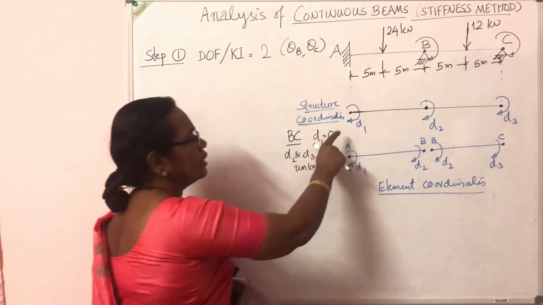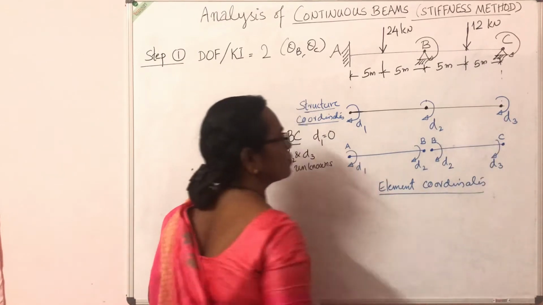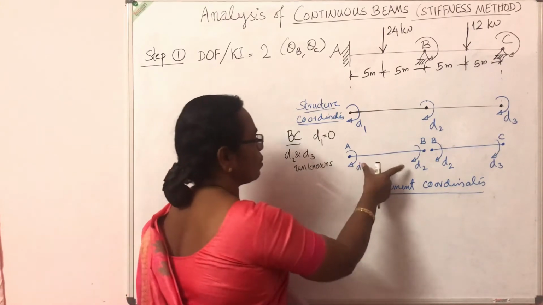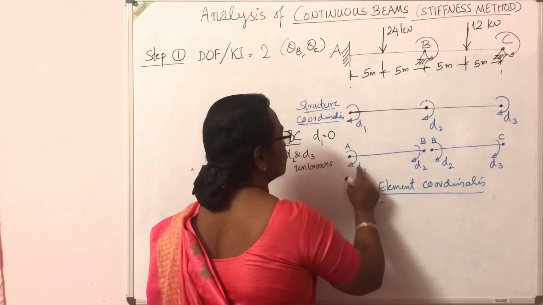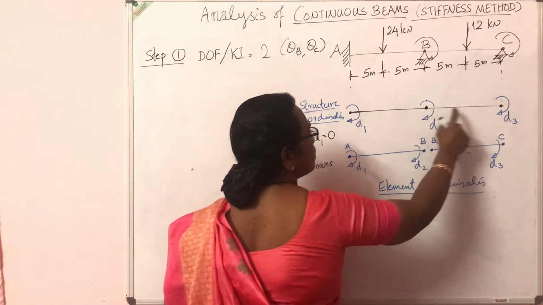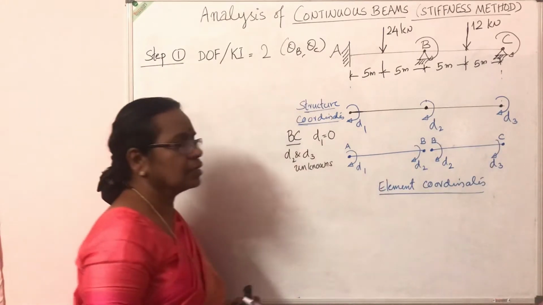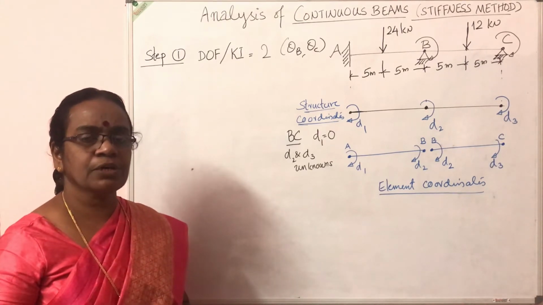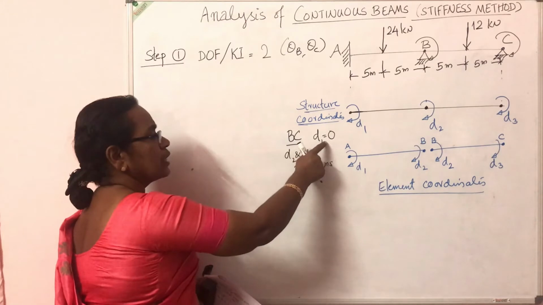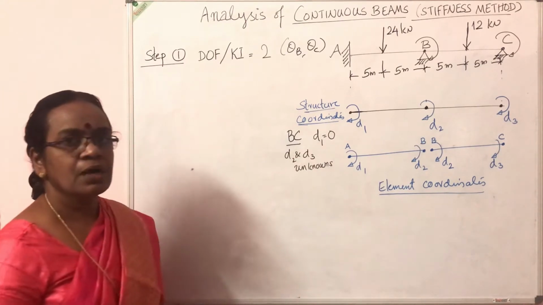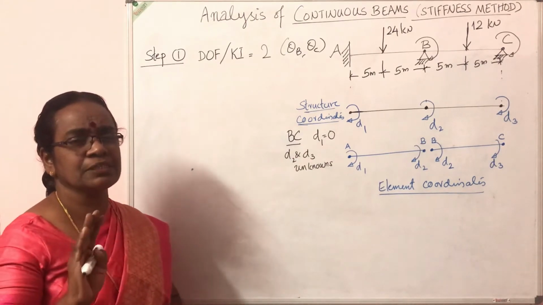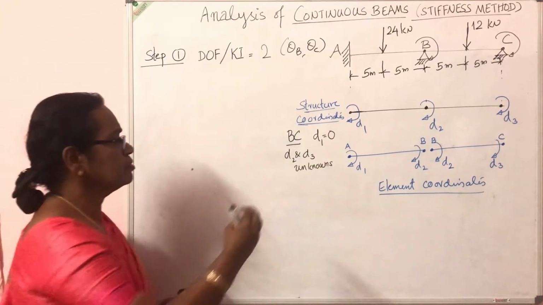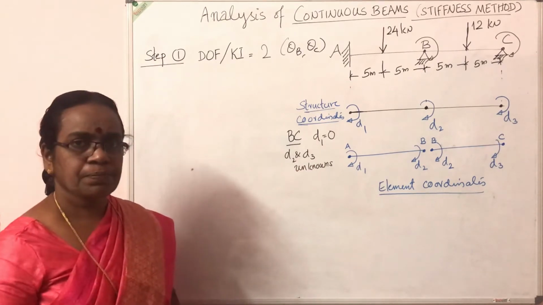Then mark the structure coordinates, that is, mark D1, D2, D3 or 1, 2, 3. Now you split it up into elements and mark the element coordinates. First element AB is having 1 and 2. For the second element BC, it is 2 and 3. So this much is the first step: identify the degree of freedom, mark the structure coordinates, note down the known boundary condition and write down what the unknowns are. We never mention whether theta B or theta C; instead, they are designated by the numbers D2, D3.